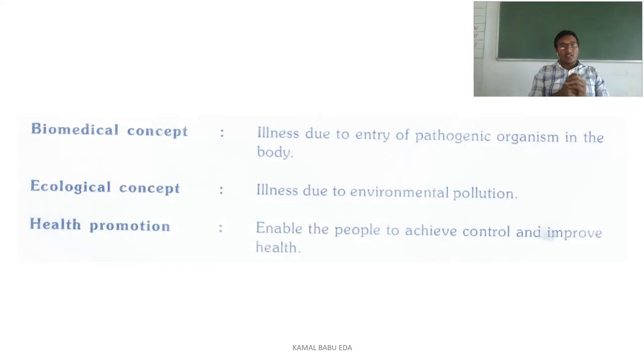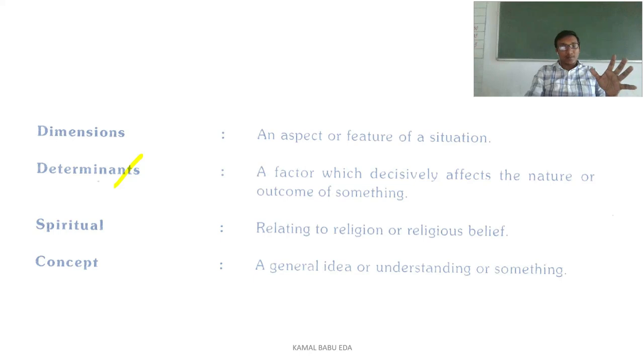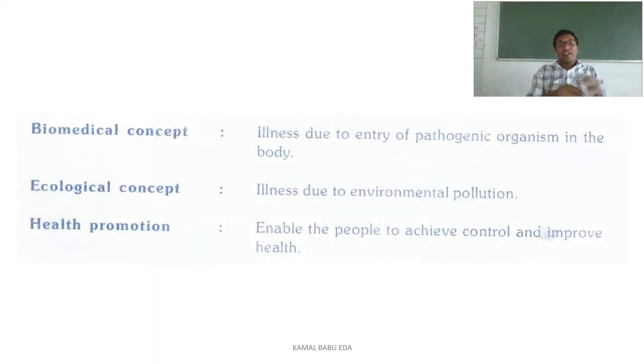We'll see what is the biomedical concept. Here, we have different types of concepts related to disease. Biomedical concept means whenever an organism, a pathogen, which is nothing but a disease-causing organism, infects us, we will get fever. Whenever we get infected by any organism or insect, we have fever. So in the biomedical concept, illness due to the entry of a pathogenic organism into the body is called the biomedical concept. If anything from the environment that is capable of infecting a human being enters our body and causes us to feel illness, this is called the biomedical concept.